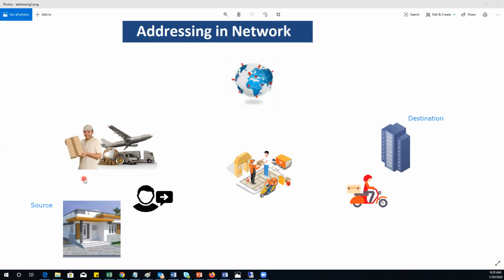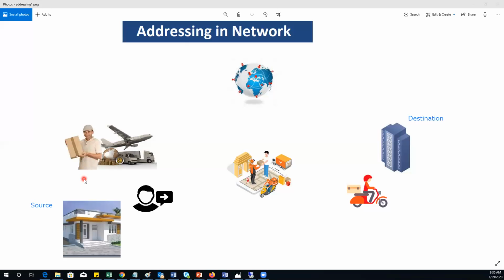So in short, if we want to communicate in our real life, we need the addresses, whether from Texas to Hawaii, or from USA to UK, or from UK to UAE, anything else, but we need the address. And these addresses have their own format, and by using this exact format we generally send the parcels.